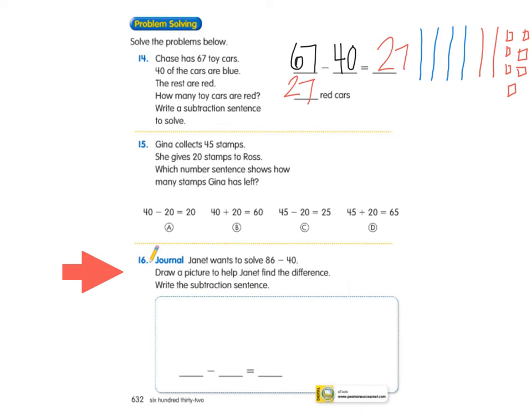And number 16. The journal question. Janet wants to solve 86 minus 40. Draw a picture to help Janet find the difference. Write the subtraction sentence. Okay, go ahead and do that one on your own and do it in Seesaw, not on your math paper. So you're going to go ahead and do that on Seesaw and not on your math paper. When you're finished, go ahead and bring your paper to Mrs. Raymond.